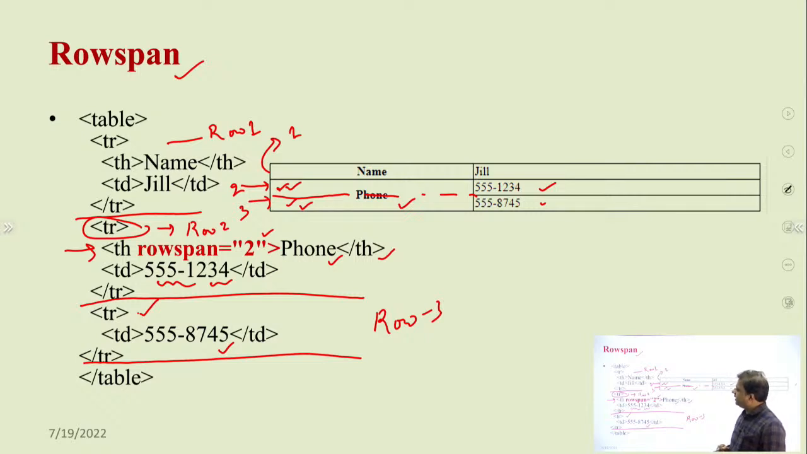So what I see here is, identify where you want to merge the rows and columns. If you want to merge columns, use the column span. If you want to merge rows, use the row span. Next step, identify the column number or row number where you want to merge, or up to which cells you want to merge, right.